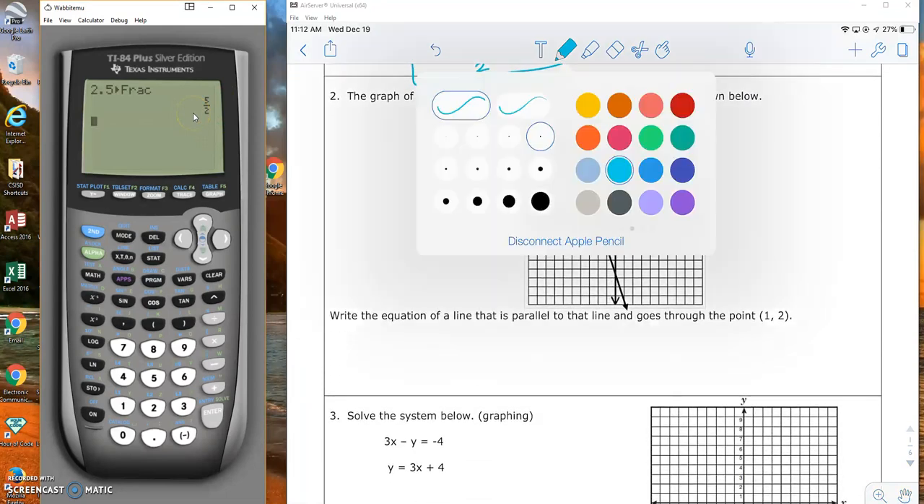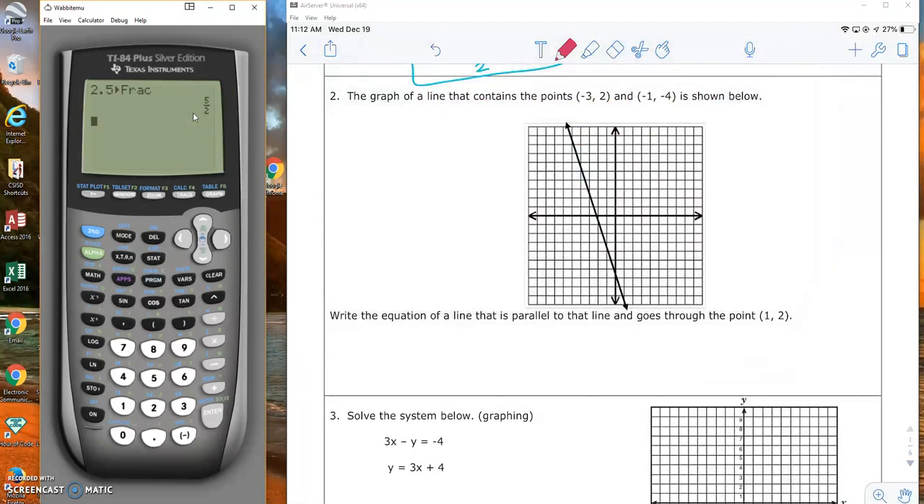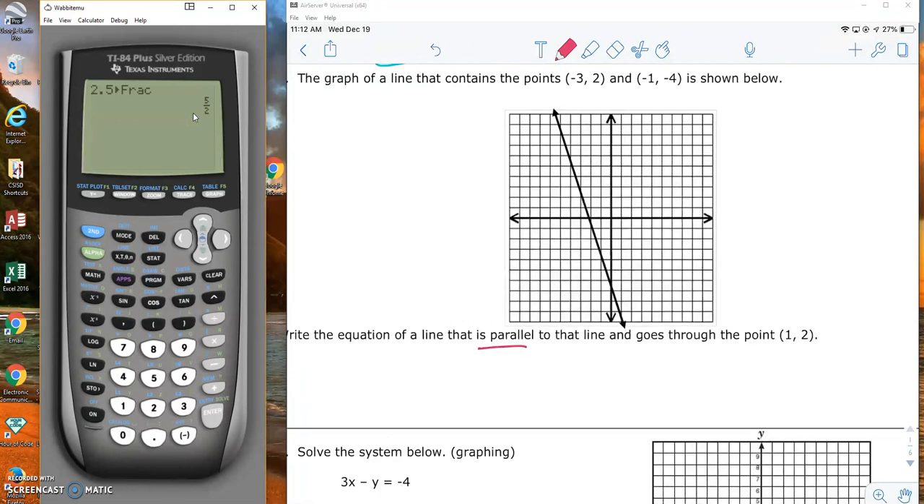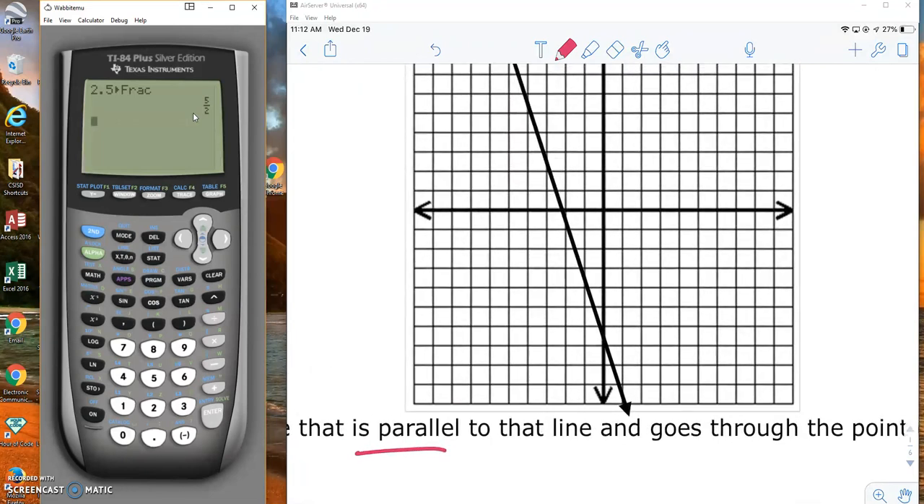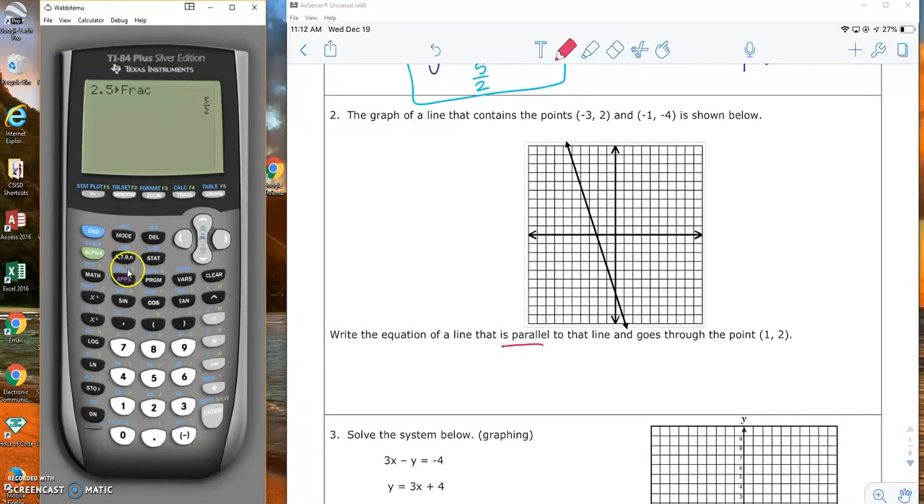Problem 2, we have a graph of a line that has these 2 points. They want a new line that is parallel. So in order to figure out parallel, I need to steal the slope. So I have 2 options. I can try to figure out what the slope is on this, but I'm kind of having trouble seeing exactly where it crosses. Or I can use my stat edit again to see where my points are, so -3, 2, and -1, -4, and have the calculator calculate the slope for me.